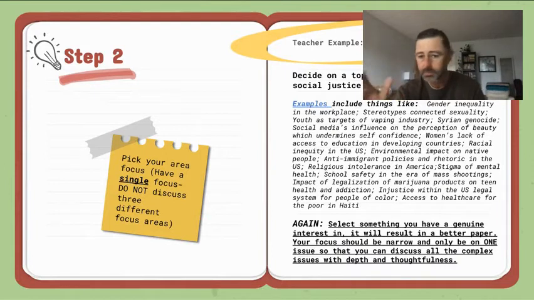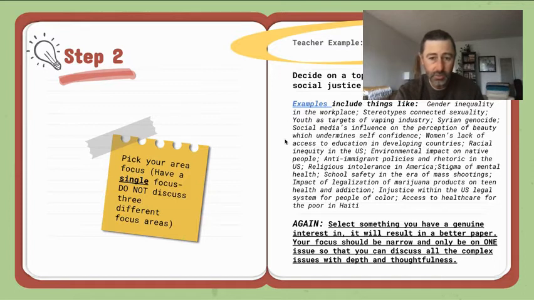Step two, pick a topic. Lots of topics here. Again, my example, I will be using the genocide in Sudan, also known as the Darfur genocide. So you need to pick your own topic. We've got a link here. Make sure that you pick a single focus. You don't want to pick more than one.